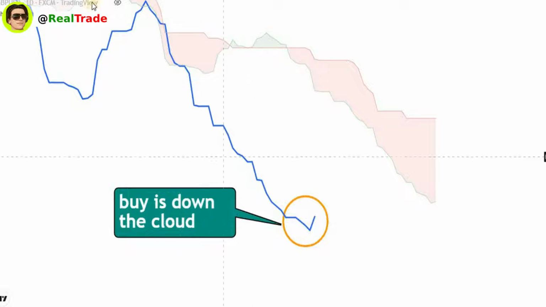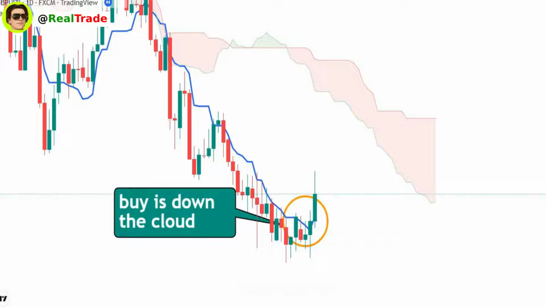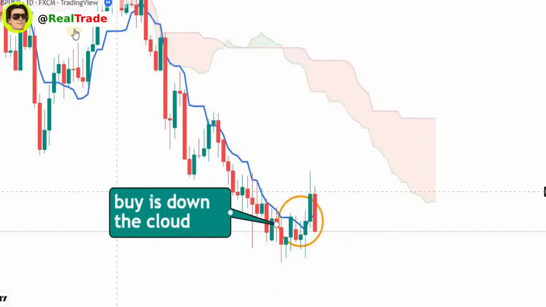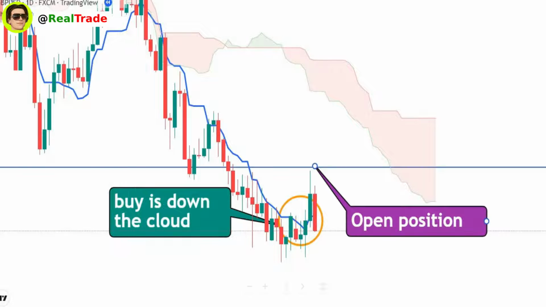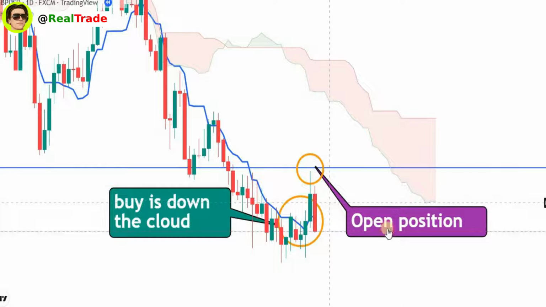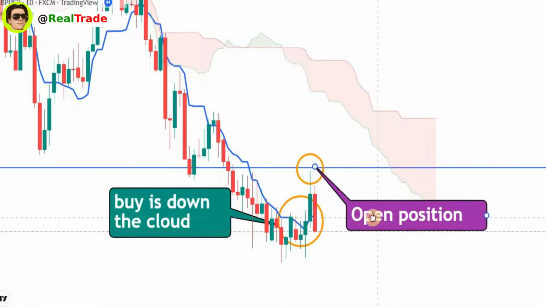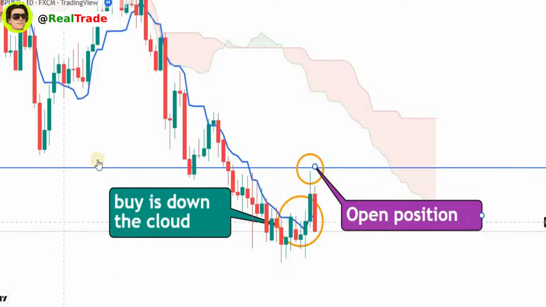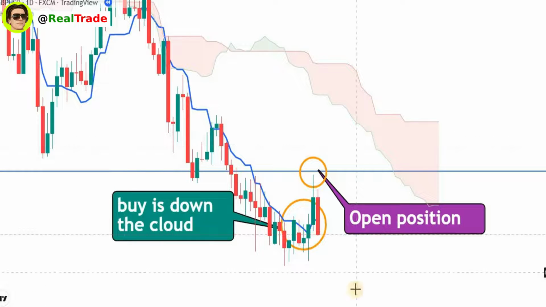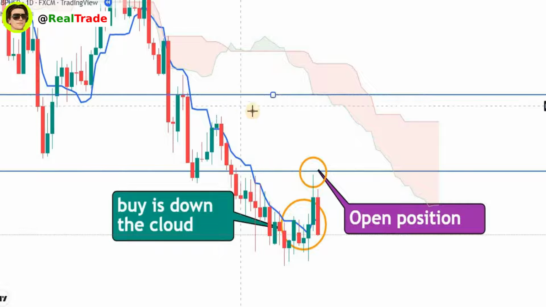Buy is down the cloud. Look at the cloud. This pattern is down the cloud. Open position after the candle. After the candle, carry the position. Open position. The TP is the next resistance.